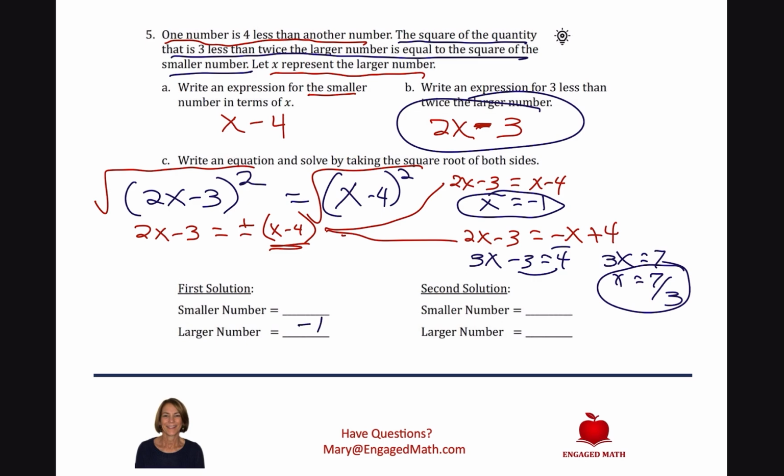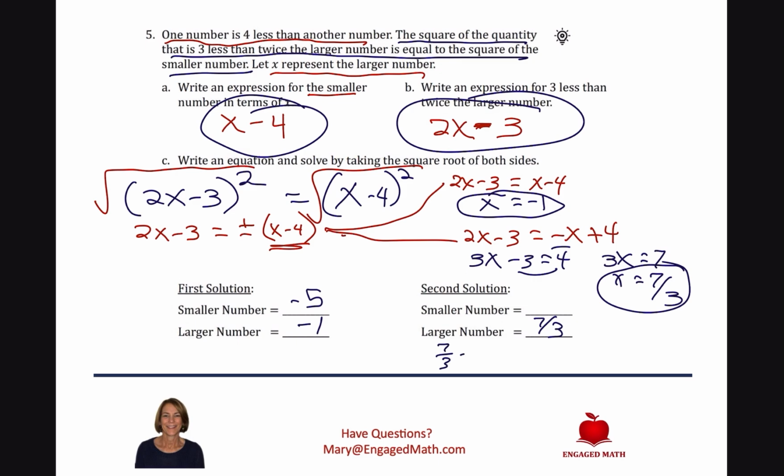So I'm going to put the negative 1 as one of our possibilities for the larger number, and then 7/3 for the other possibility. In both cases, we have to subtract 4. So negative 1 minus 4 gives us the smaller number of negative 5.